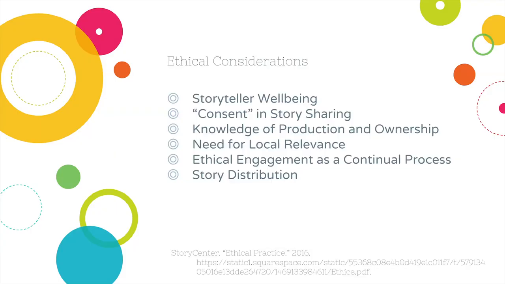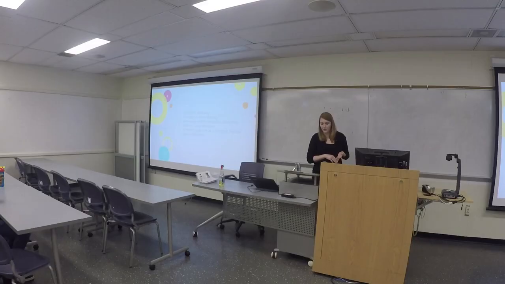And then lastly, story distribution. Everyone needs to know where their story is going. They need to have a copy of it, or at least see the final version of it. And if you're putting something sensitive out there that might be triggering to your audience, you can't just show up and put a very graphic image without warning people. Make sure you keep that in mind as well.